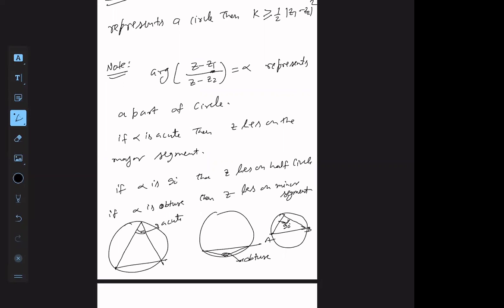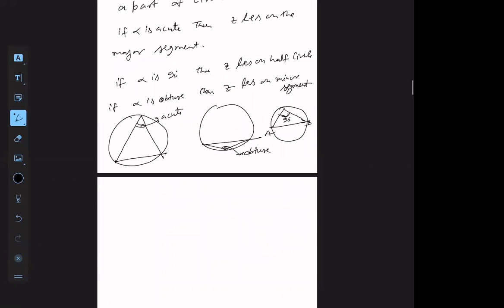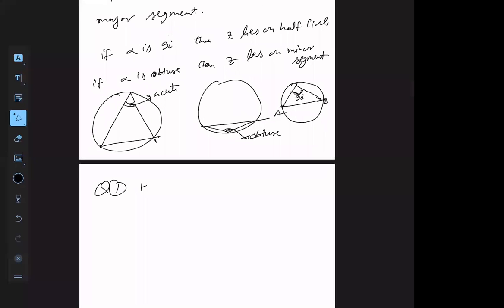Understood? So let me explain some of the locus. You will get all these results. You will automatically mug up all these results. Right? First question, find the locus. First part is argument of z minus 1 upon z plus 1 is equal to pi by 2.